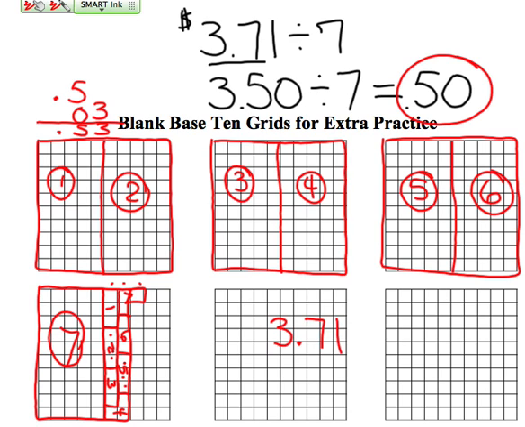$3.71 divided by 7. The first thing you need to do is look at all the numbers on the left side of the decimal. Can I divide 7 into 3? I'm sorry, can I divide 3 into 7 groups? I cannot. So now I need to put the decimal up here and I need to move on to the second number, 37. Does 7 divide into 37? It does, 5 times.